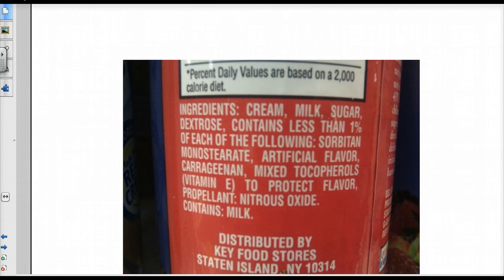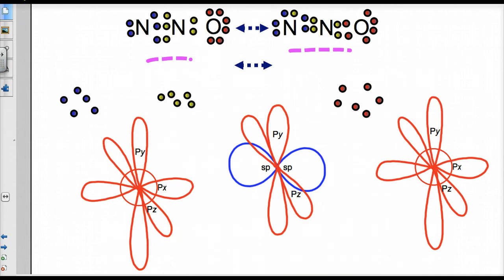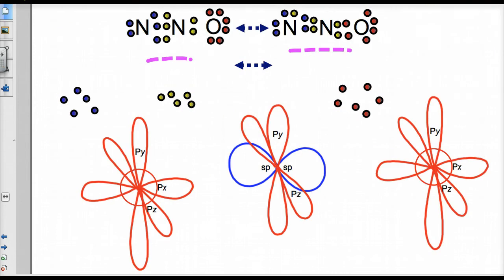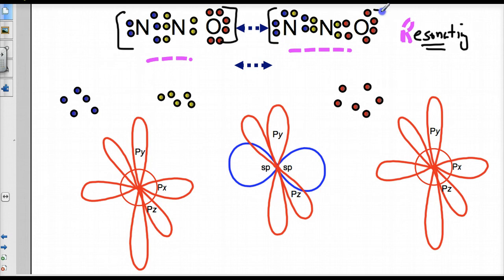Let's go back to this one. All right, I guess I have to go back even further. So what's happening is these are going back and forth. They're resonating. Now, what does resonating mean? Resonating means that these compounds don't have this structure, and they really don't have this structure. They have a structure in between. And I'm going to pull up another page to show you something.